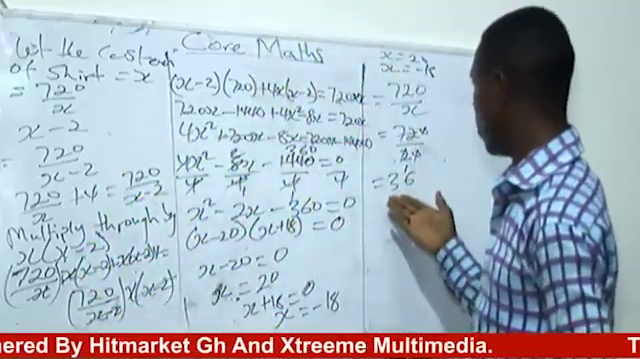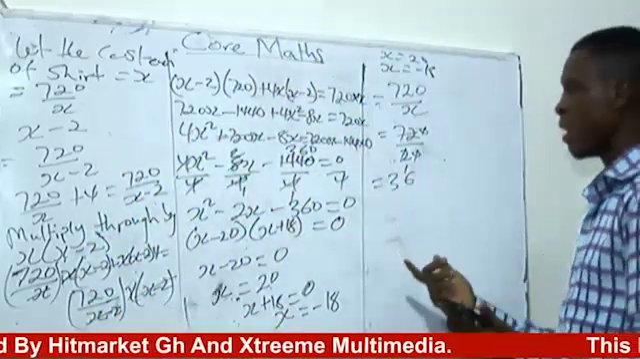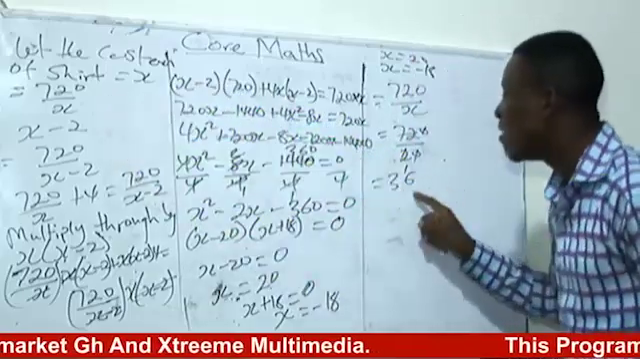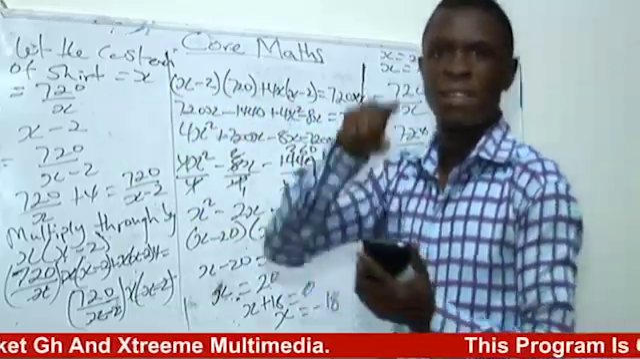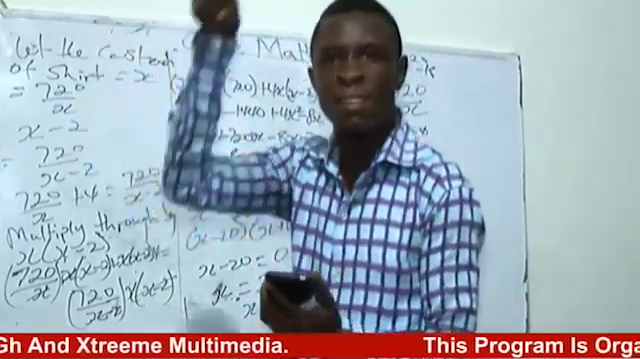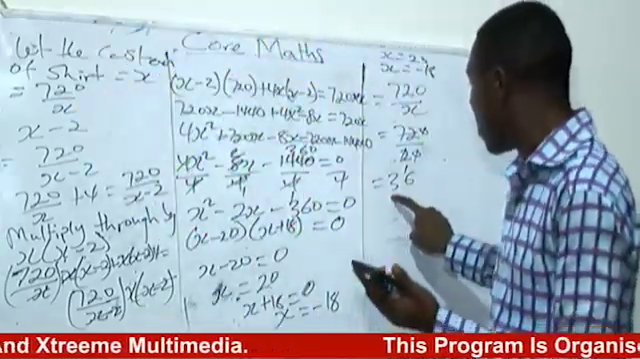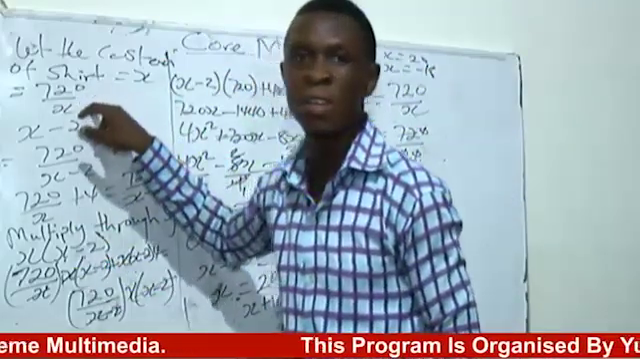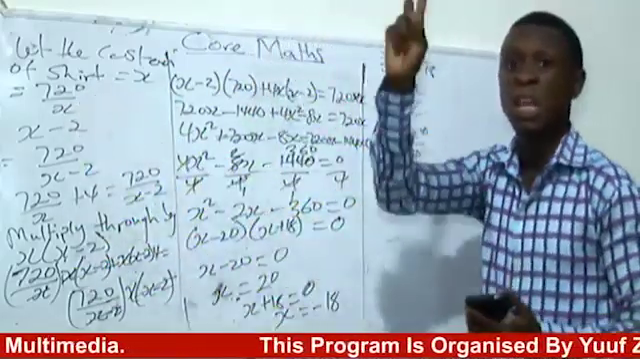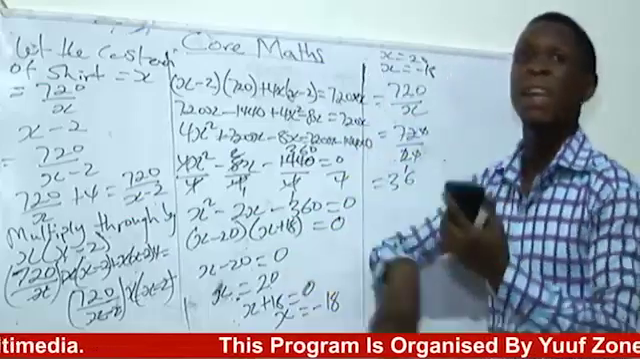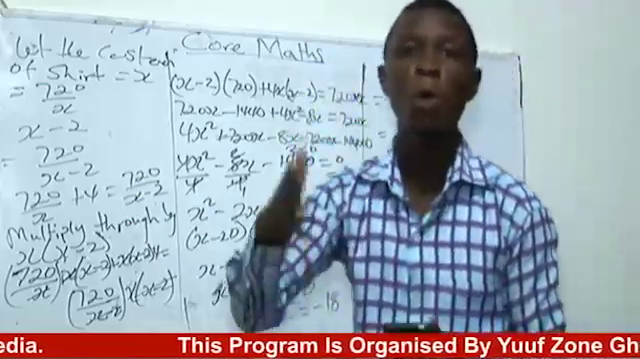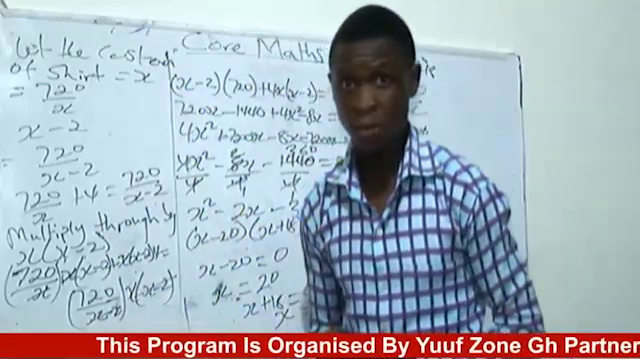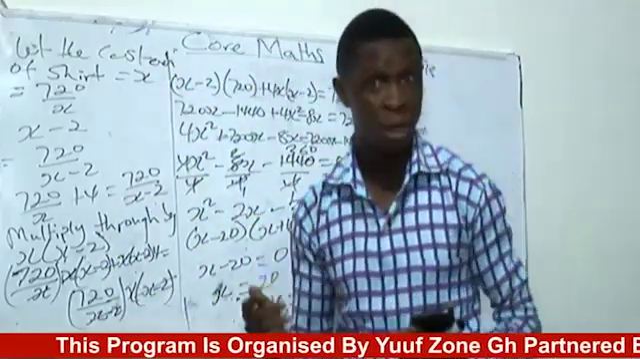Looking at this question, it is obvious that the 720 Ghana cedis can buy 36 shirts. The number of shirts they talk about is the 36. So when you hold 720 Ghana cedis and the cost of each shirt is 20, it means you will be able to buy 36 shirts. That is what the question is talking about. I think I've explained a lot to you.